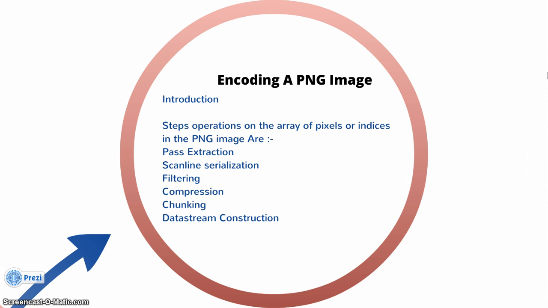Fourthly, the compression. The compression occurs on all the filtered scanlines in the image. Fifthly, the chunking. The compressed image is divided into conveniently sized chunks and an error detection code is added to each chunk. And the final one is the data stream construction. The chunks are inserted into the data stream. So I think I have given you an overview of how an image is encoded in PNG format.